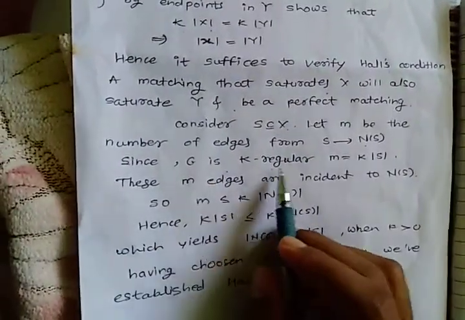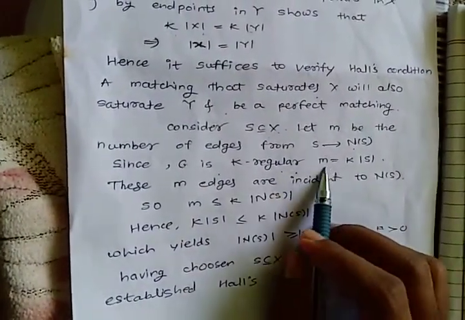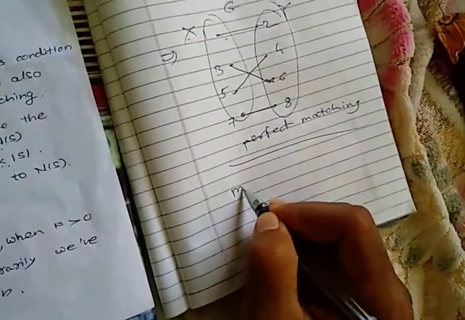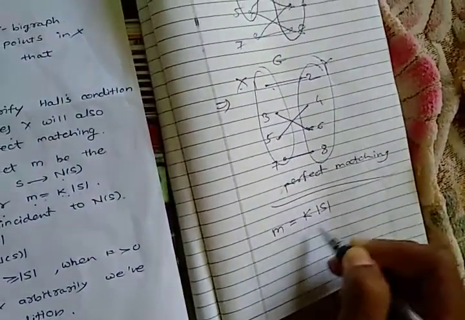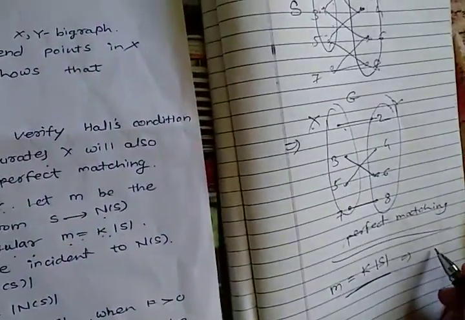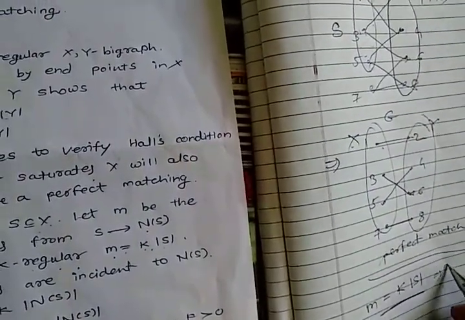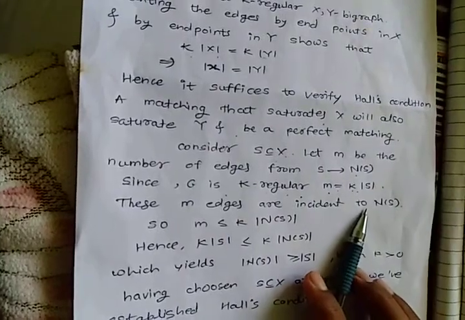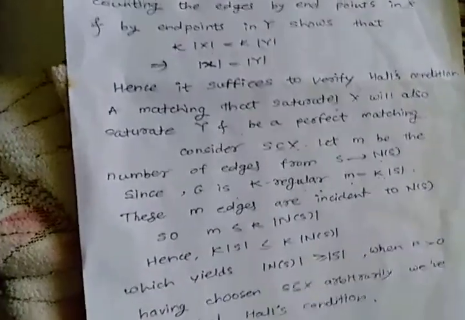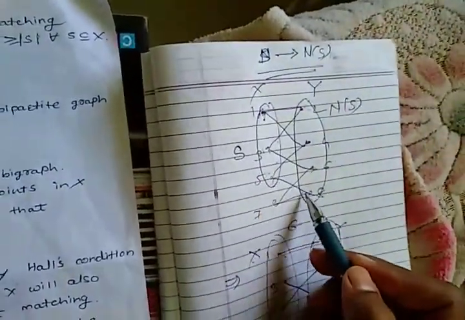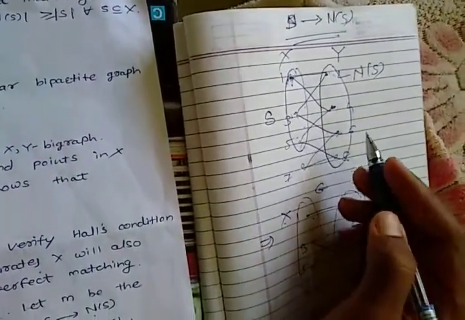Since G is k-regular, M equals k times the cardinality of S. We are given M equals k times the cardinality of S. Here the cardinality of S equals 3, and k means 2-regular. 2 times 3 equals 6. Okay, these M edges are incident to the neighbor of S. These k edges are incident on the neighbor of S.